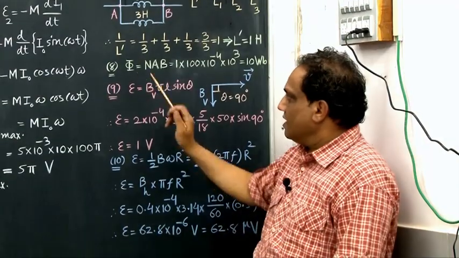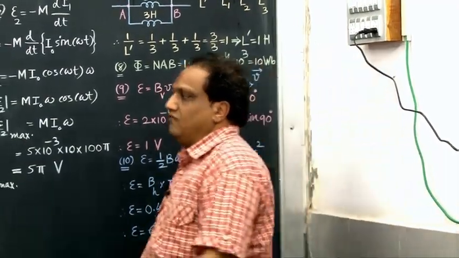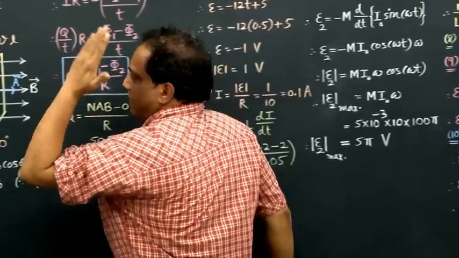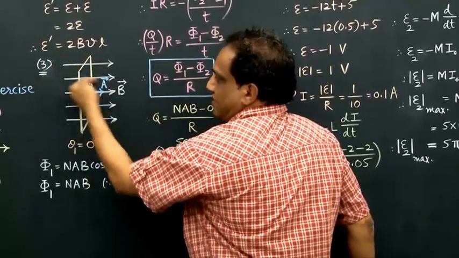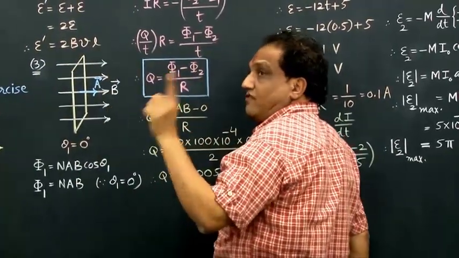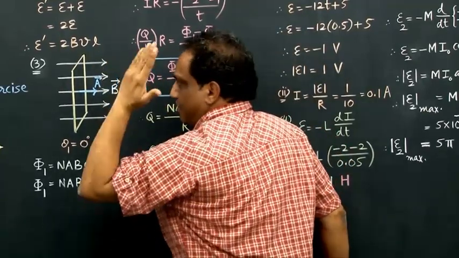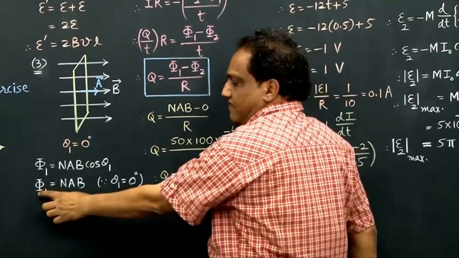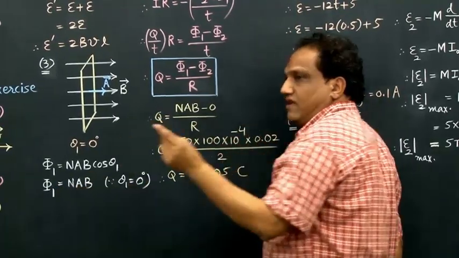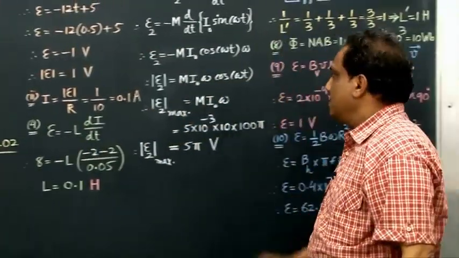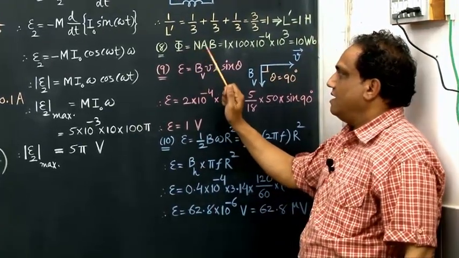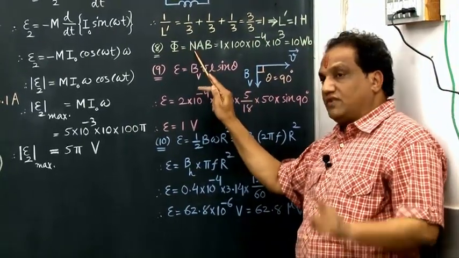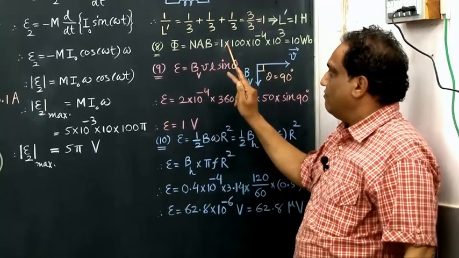We are given a coil which is placed, look, perpendicular to uniform magnetic field, correct? When a coil of N number of turns is placed perpendicular to uniform magnetic field, what is the formula for magnetic flux? Phi equals NAB. If number of turns is not given to you, you should take 1.